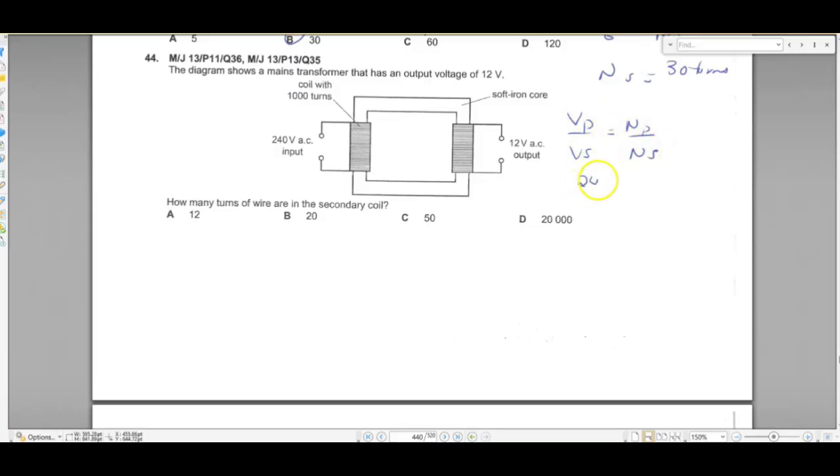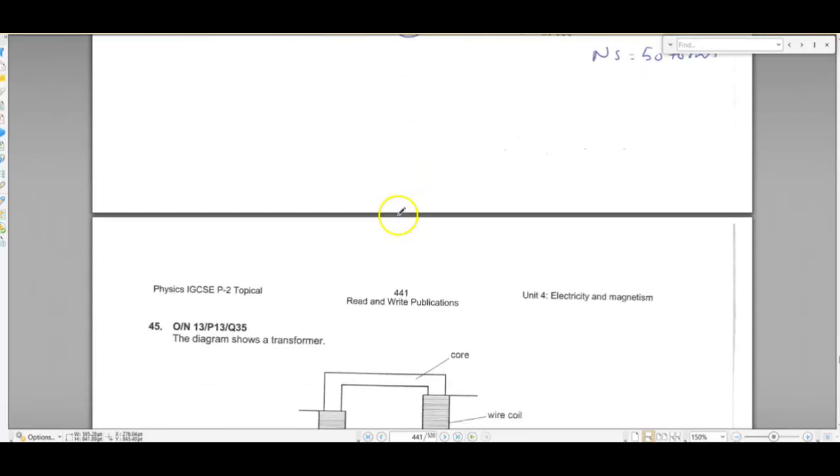So this is 240. This is 12. This is 1000. And this we need to find out. So this is going to give us an answer of 50 turns. C is the correct option.